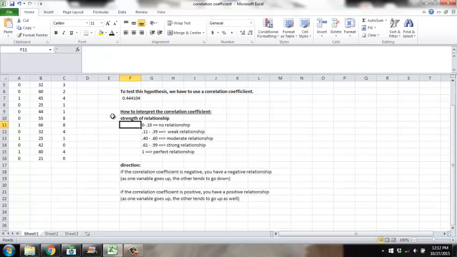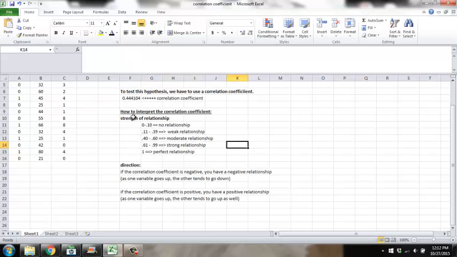If the value of this number, which we just figured out, the correlation coefficient, is between 0 and 0.1, there's no relationship. If the value is between 0.11 and 0.39, we'll call it weak. If the value is between 0.4 and 0.6, we'll call it moderate. Anything over 0.6, we're going to call it strong. And if it's 1, it'll be a perfect relationship.